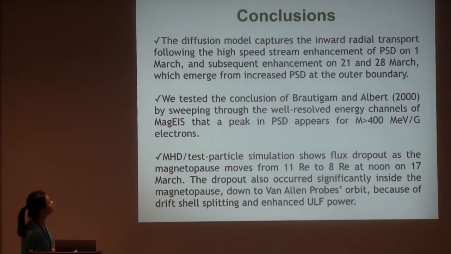So these are my conclusions. The diffusion model captures inward radial transport, and it produced enhancement on the 1st, on the 21st, and on the 28th. And we tested the conclusion of Brautigam and Albert, and it shows a peak in PSD appears for electrons with m larger than 400 MeV per Gauss. And we did the MHD test particle simulation, which shows the flux dropout as the magnetopause moves inward.